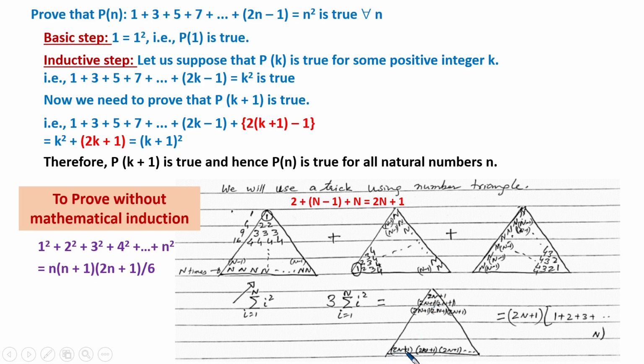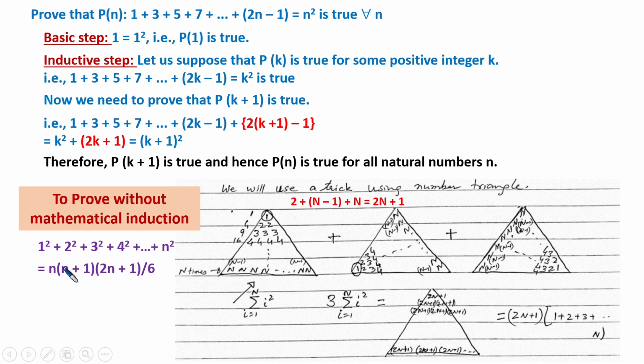Okay, this is 1, 2, 3 up to n times. So now if we take a summation of it, 2n plus 1 is common, 1 time, then 2n plus 1 is 2 times, then 3 times if I write it here. So this I know, 1 plus 2 plus 3 which we have done is n into (n+1) by 2.